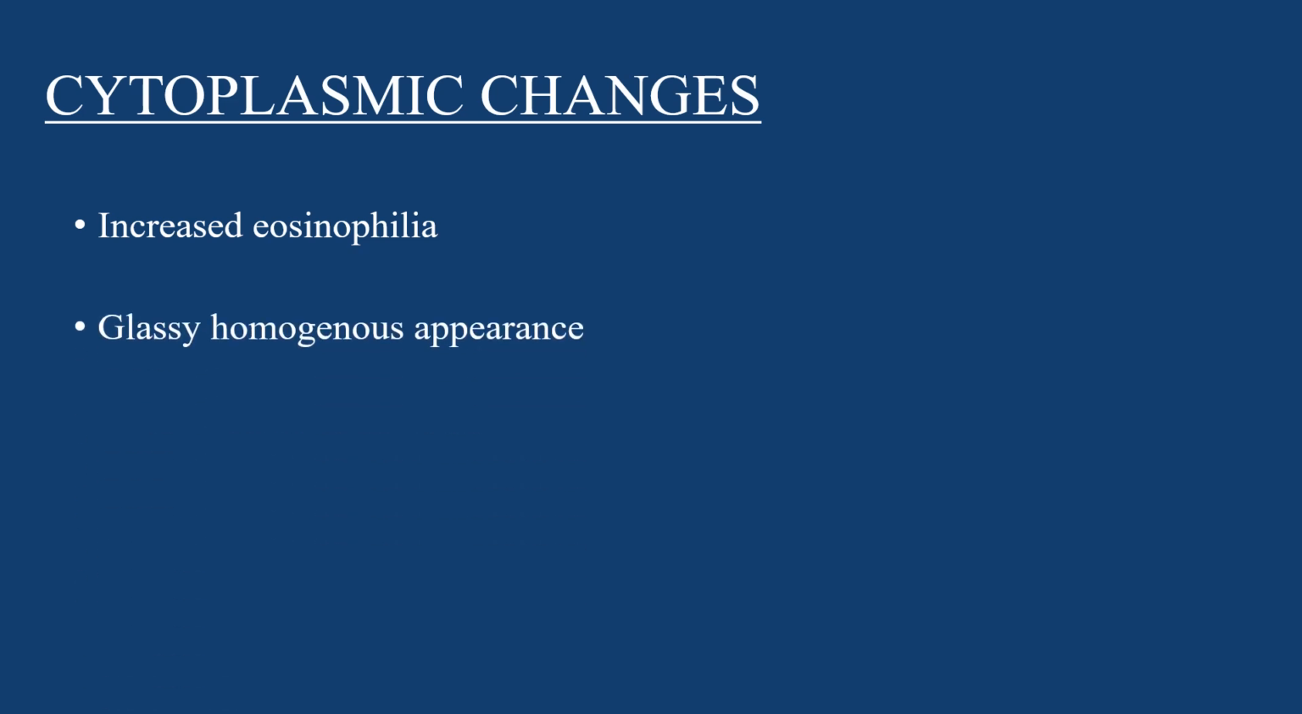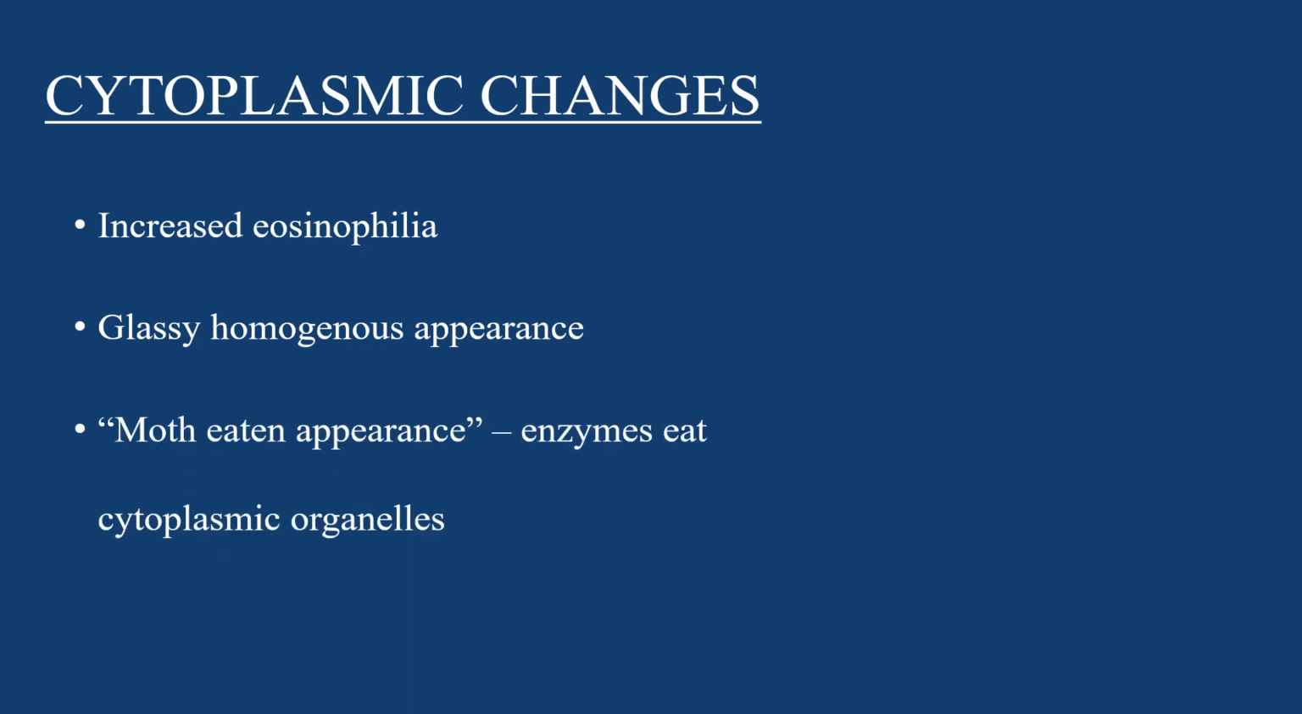Now we are going to discuss the cytoplasmic changes and nuclear changes individually. In cytoplasmic changes, we have increased eosinophilia. It means the cell will appear more pink in color. Secondly, we have a glassy homogeneous appearance because there will be loss of glycogen particles. And these glycogen particles were staining lighter. So because of the loss of these glycogen particles, the stain will be more pink in color. It will be more increased eosinophilia.